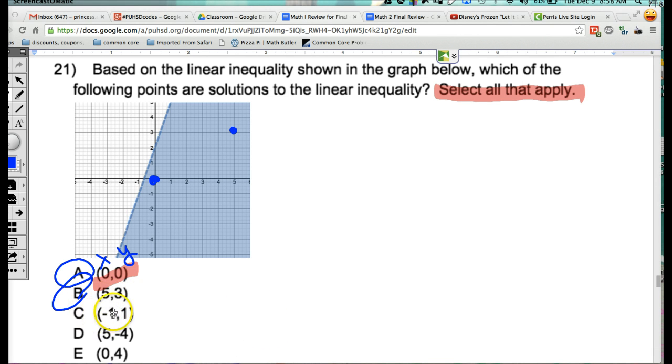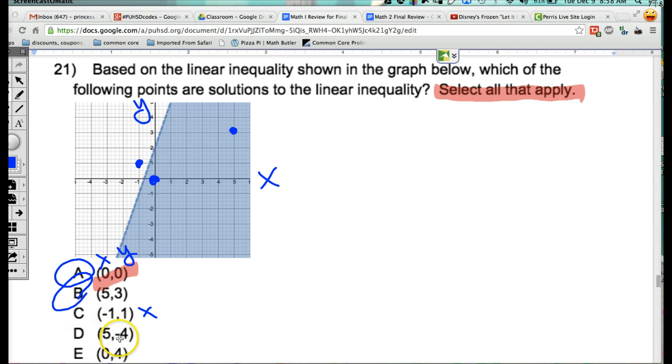Now I'm looking at C. My x value is at -1, my y value is at +1. Here's -1 on my x line because this is the x-axis, and this is the y-axis. So on my x-axis, I find -1, and on my y-axis, I find +1. Uh-oh. Is that dot in the blue or the white? Ready? Go. White. The white area, so that is not the correct answer. So I'm going to put an X there.